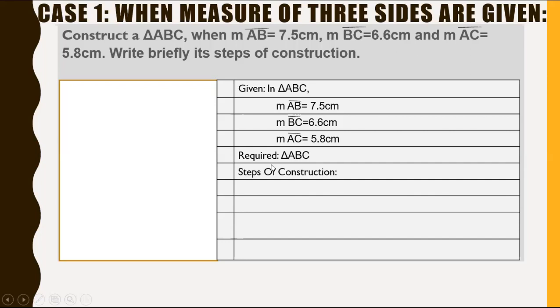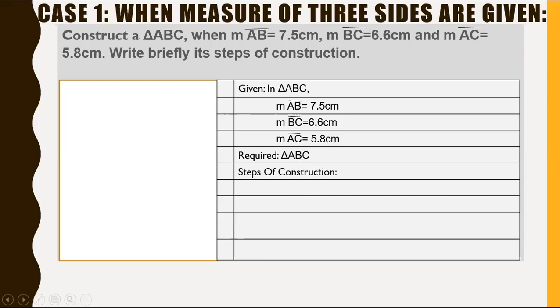What is required is that you have to construct a triangle. So you can write "triangle ABC is required." Simply write triangle ABC, or you can also write "to construct a triangle ABC." Now, let's start our steps of construction.